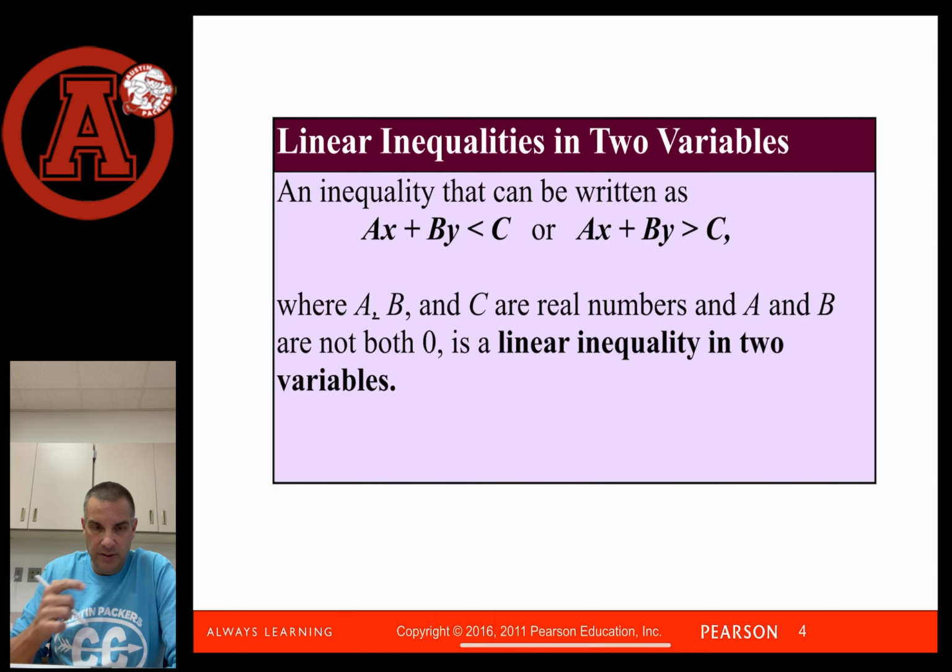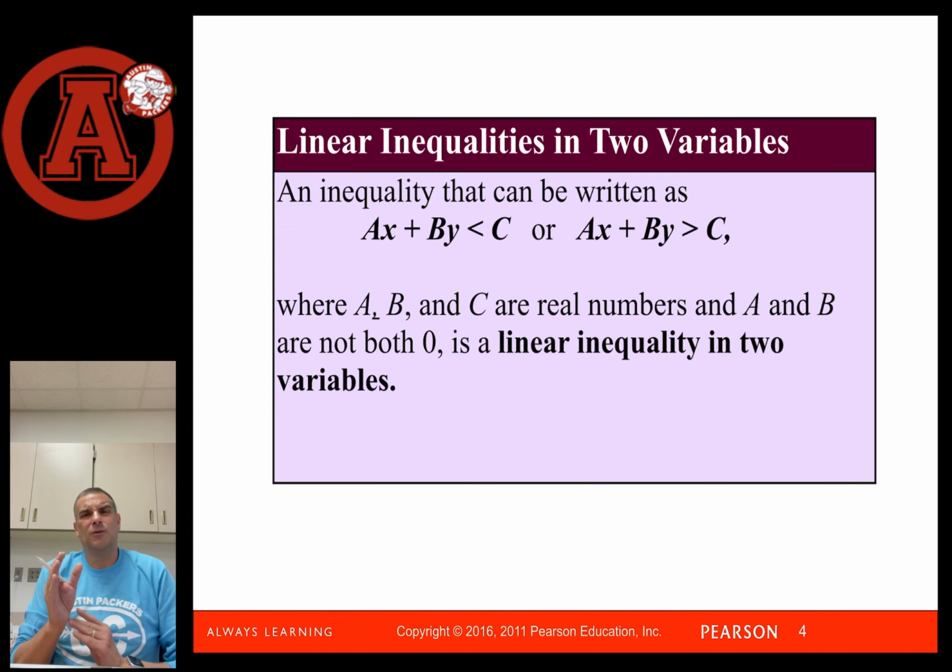Just a reminder, there are 2 different types of inequalities with 2 variables. We have ax plus by is less than c, or ax plus by is greater than c. A, b, and c are real numbers, and A and B can't both be 0. This is a linear inequality. It's going to form a line, but now our solutions aren't necessarily just going to be on the line. They're going to be in a shaded region.